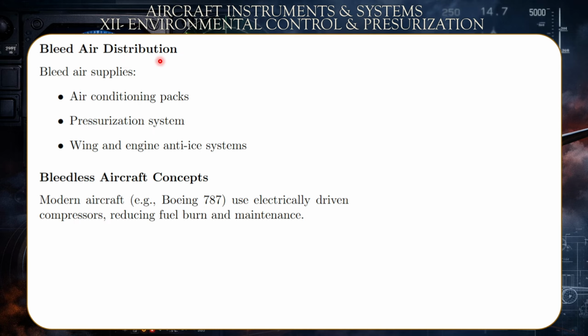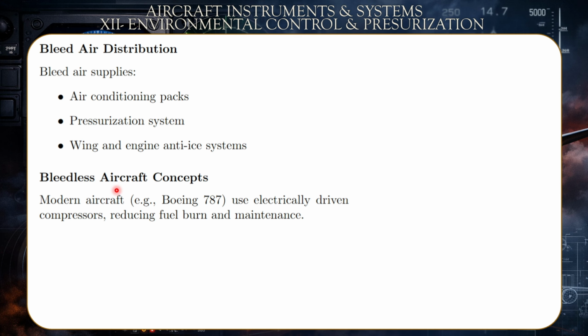Bleed air distribution. Bleed air supplies air conditioning packs, the pressurization system, which is the system that keeps a pressure similar to sea level altitude pressure within the cabin to maintain the comfort of the passengers, and wing and engine anti-ice systems, which is the de-icing boots that are inflated and deflated continuously during icing conditions in order to prevent the formation of ice on the leading edge of the wing.